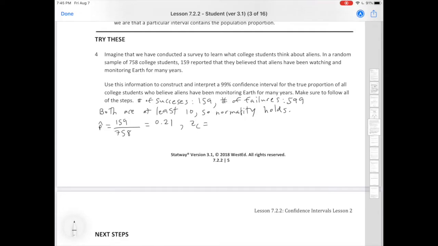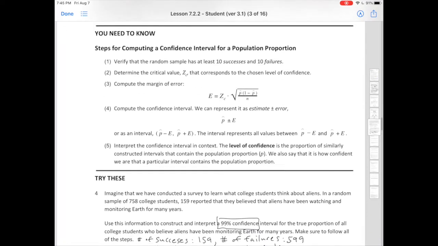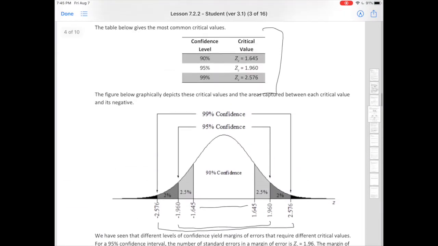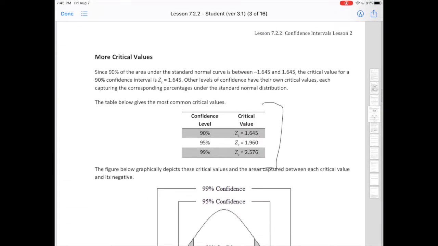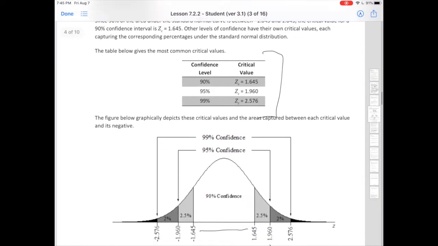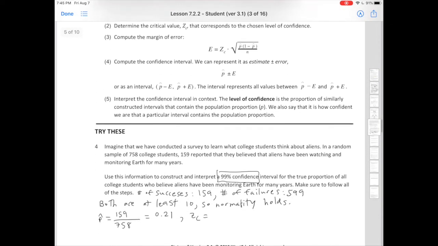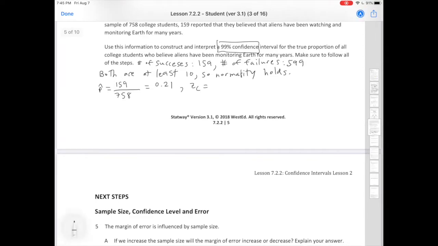Next, we want the critical z-score. What critical z-score do we use? Well, we're talking about a 99% confidence interval, right? The problem will always tell you what level of confidence they want us to use. So I'm going to go back to our table here. 99% confidence is 2.576. That's what we're going to use.